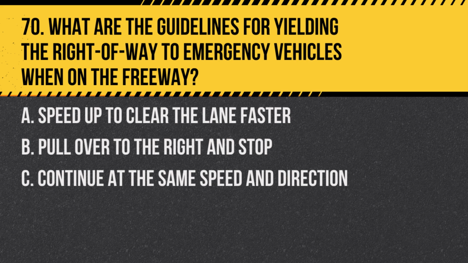Question 70. What are the guidelines for yielding the right-of-way to emergency vehicles when on the freeway? A. Speed up to clear the lane faster. B. Pull over to the right and stop. C. Continue at the same speed and direction. Answer: B. Pull over to the right and stop. When an emergency vehicle approaches with lights and sirens, move to the right and stop, allowing it to pass.